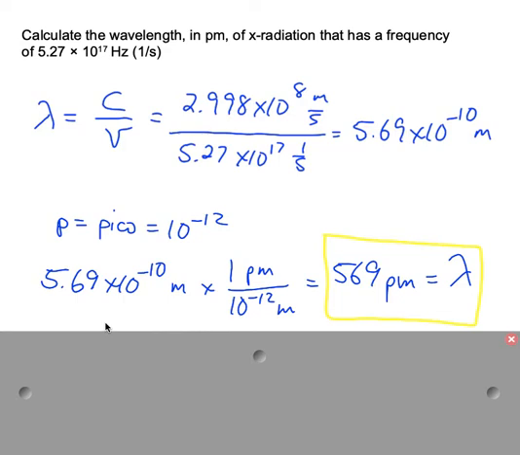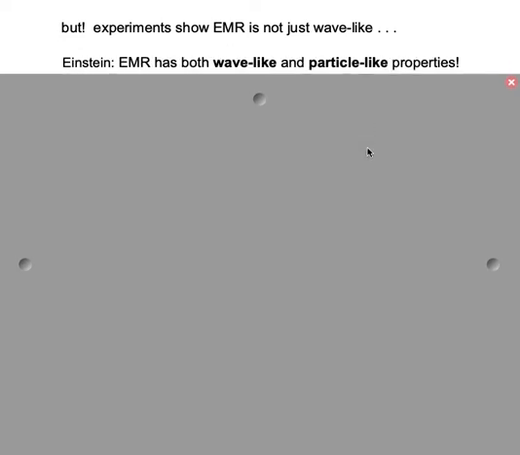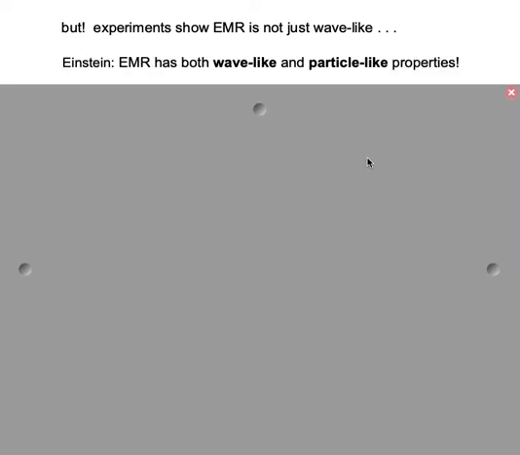of 569 picometers. Now, at this point, in the late 19th century, everything was fine and dandy. Everyone simply believed that electromagnetic radiation is just a wave-like phenomenon, and that's all there is to it. However, experiments described in the textbook, which you can look at if you want, show that electromagnetic radiation is not just wave-like. Einstein showed that electromagnetic radiation has both wave-like and particle-like properties.